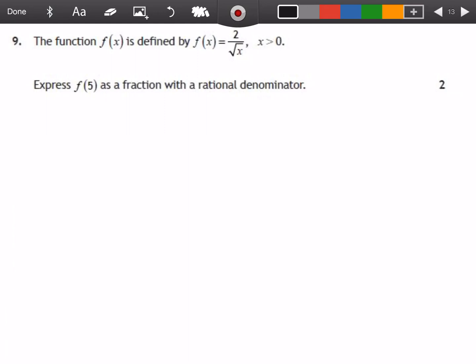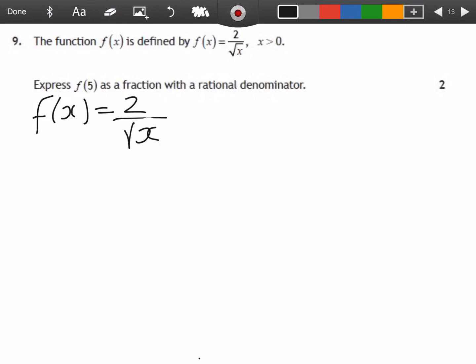Right, number 9. Here's a function, 2 over root x. It says, oops, let me wipe that off. Help if I read the question first. So it says f of x is equal to 2 over root x. Why am I writing root 5?